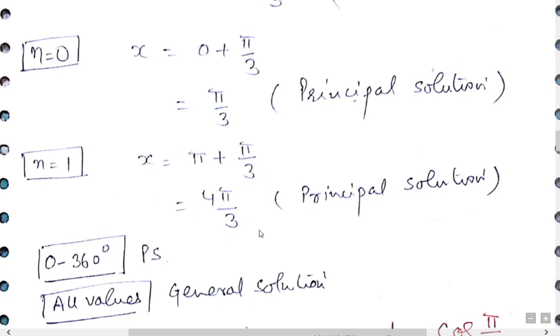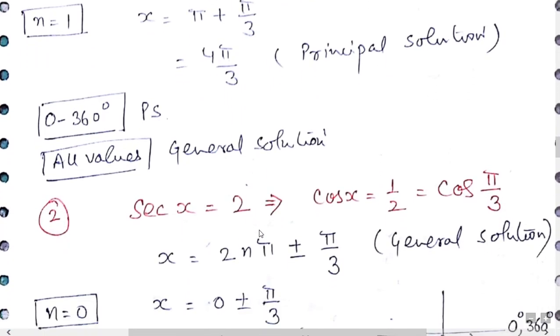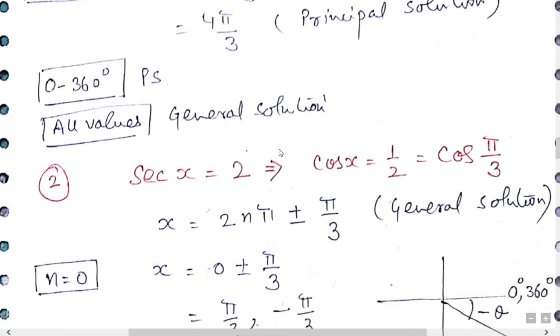Please go through the formulae. Complete 5 formulas. One is sin x is equal to 0, then cos x is equal to 0, then sin x is equal to sin y, then cos x is equal to cos y, and tan x is equal to tan y. Up to 0 to 360, it's the principal solution, and for all values it is the general solution.